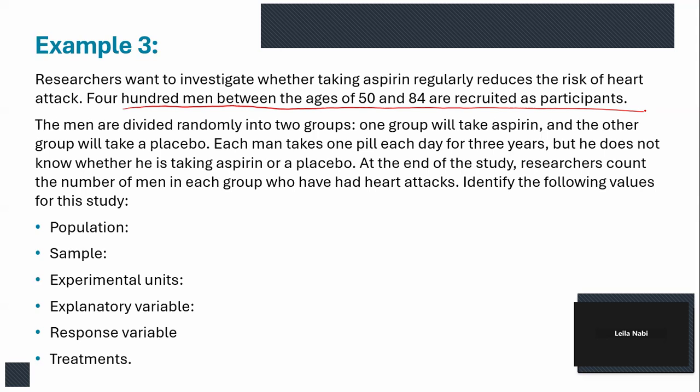At the end of the study, researchers count the number of men in each group who have had heart attacks. Now let's see, in this study, what's the population? Population is all the men between ages 15 and 80, because the study is just on those men. And the sample is just 100 men with ages between 50 and 84 who participated in this study. Sample is always a part of the population.